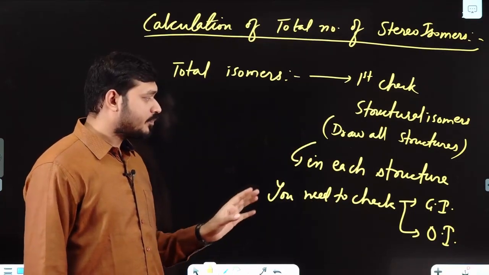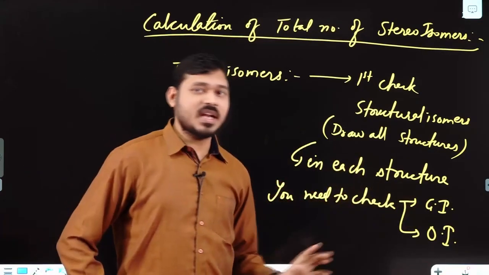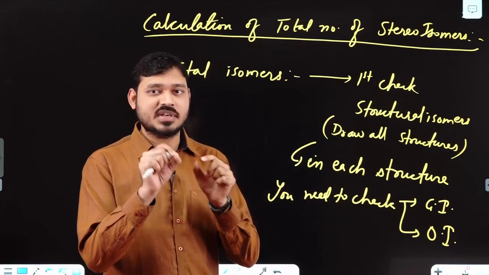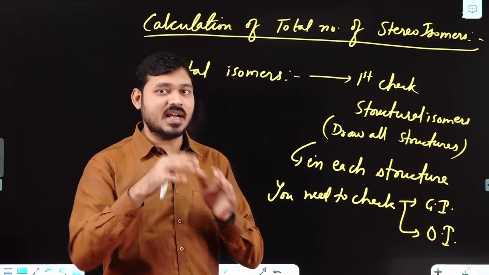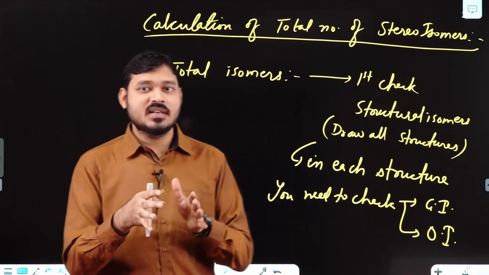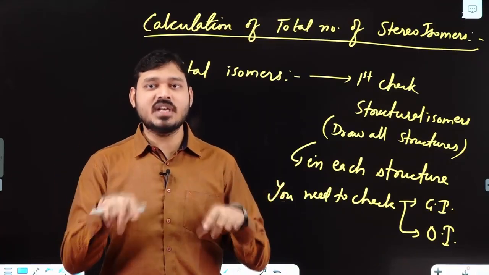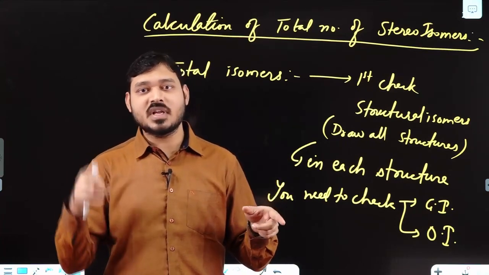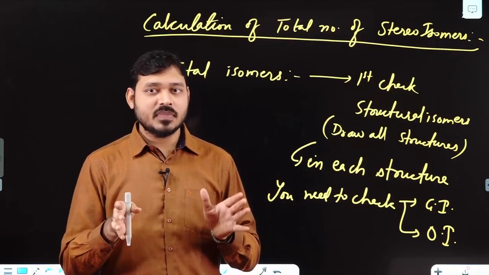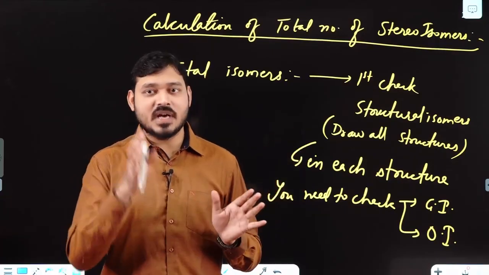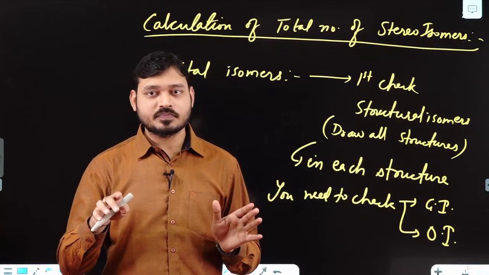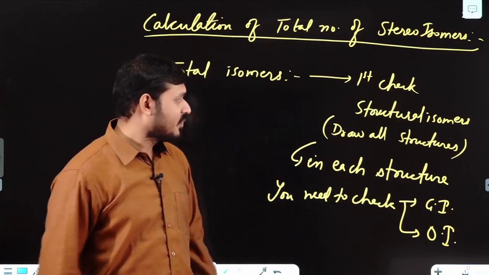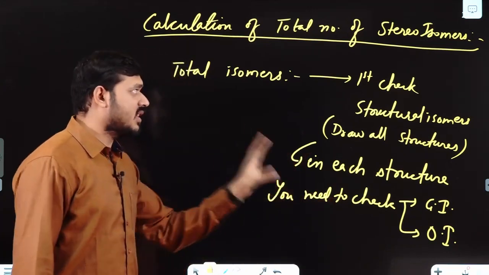Now what happens in geometrical isomers as well? Suppose you have to check geometrical isomerism in a particular structure. It has cis and trans. In both cases, cis as well as trans, you need to check whether cis can show optical activity or not, whether trans is optically active or not. Because if cis is optically inactive but the trans form is optically active, then you have to count its enantiomer as well. Clear? So this is all about how to check this case.